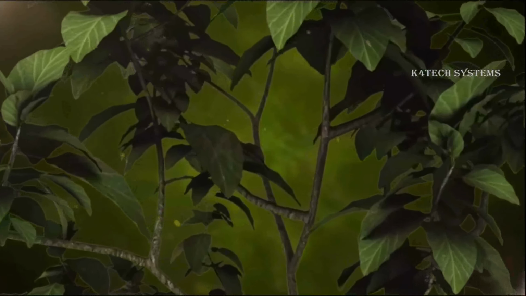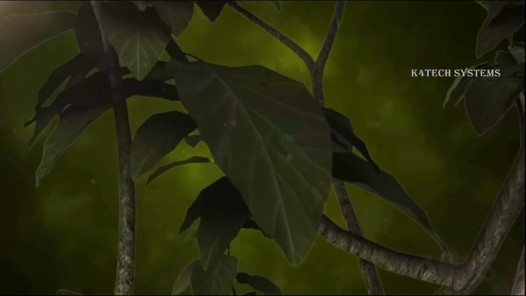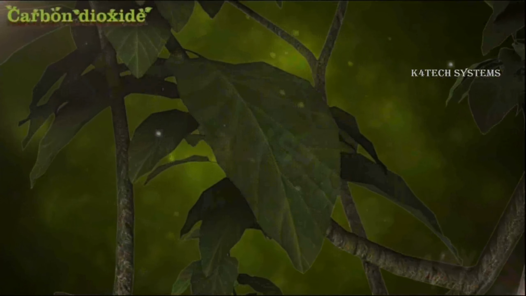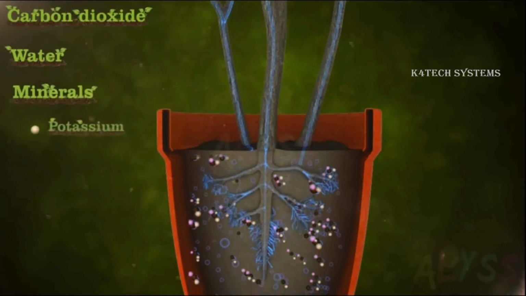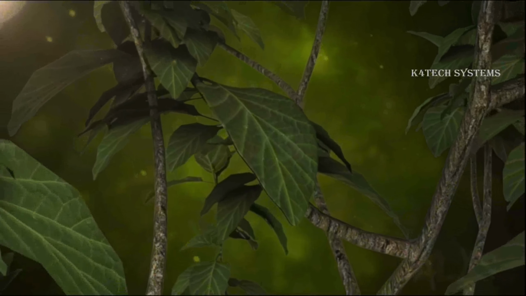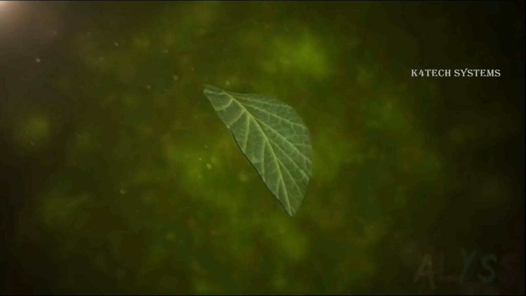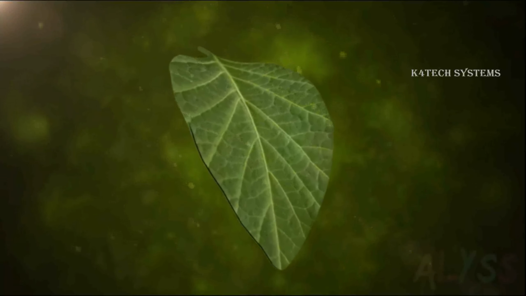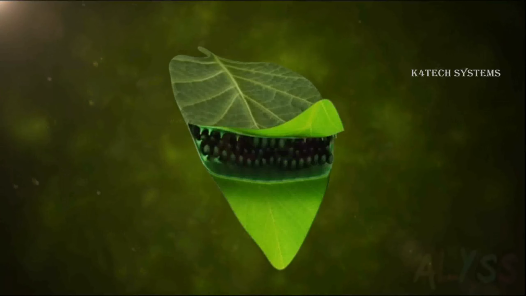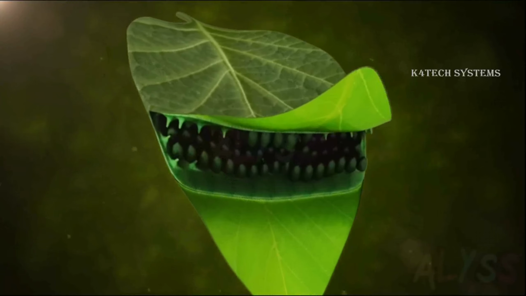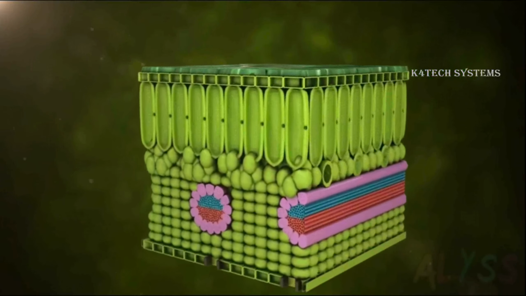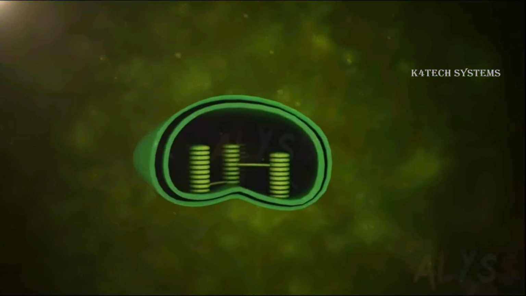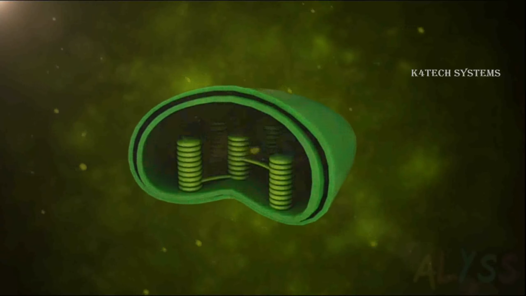To carry out this complex process, plants use simple inorganic substances like carbon dioxide and water, and minerals like potassium, nitrogen, phosphorus. Green plants are the only organisms having the ability to trap energy from the sun to make food. How? Leaves are green. Leaves have the green pigment called chlorophyll, present in the cell organelle called chloroplast, that traps solar energy to convert it into chemical energy in the form of carbohydrates. This process is called photosynthesis.